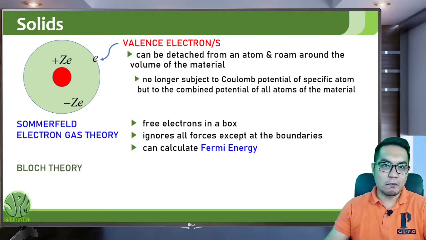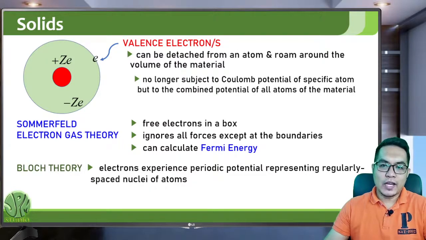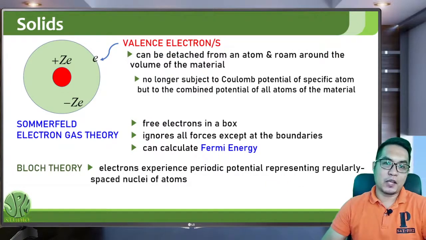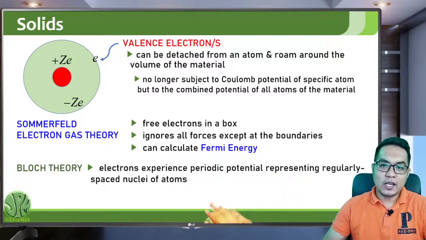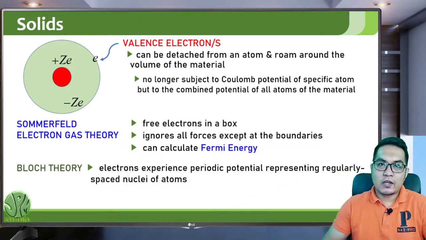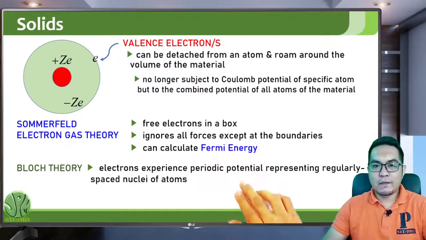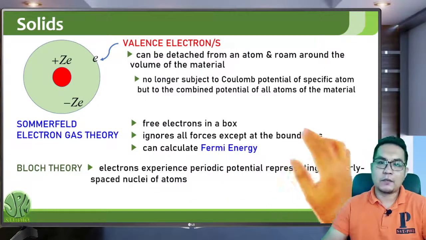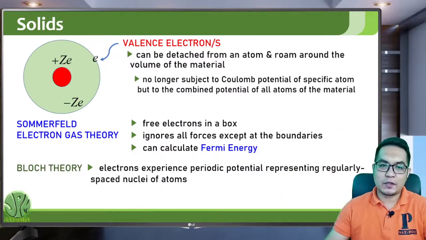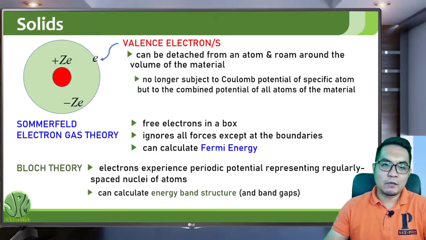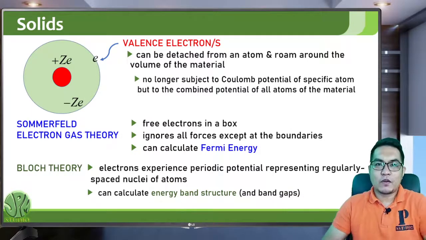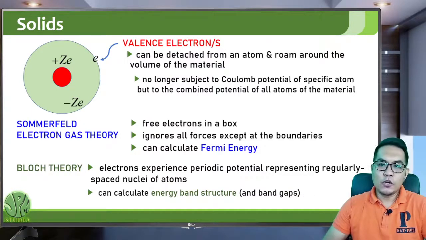Another theory is the Bloch theory, wherein you take into account the potential of each of the atoms. The electrons experience a periodic potential due to the regularly spaced nuclei of the atoms. So the electrons can be trapped, then free again, then trapped, then free again. So there's a periodic potential. One advantage of Bloch theory is that you can calculate the energy band structure and the band gaps of the solid.